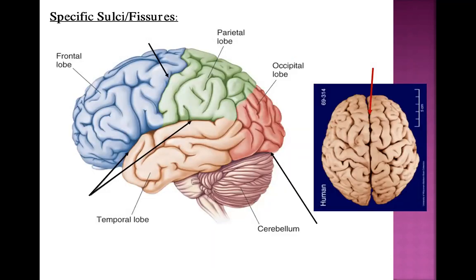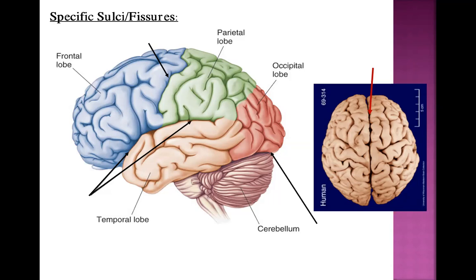Now, this is our brain, and this is the frontal lobe of the brain. This blue color is the frontal lobe. This green color is the parietal lobe. This color here is the temporal lobe, and this color here is the occipital lobe. So frontal lobe, parietal lobe, temporal lobe, and occipital lobe. And here is the cerebellum, and this is the midbrain along with the brainstem.